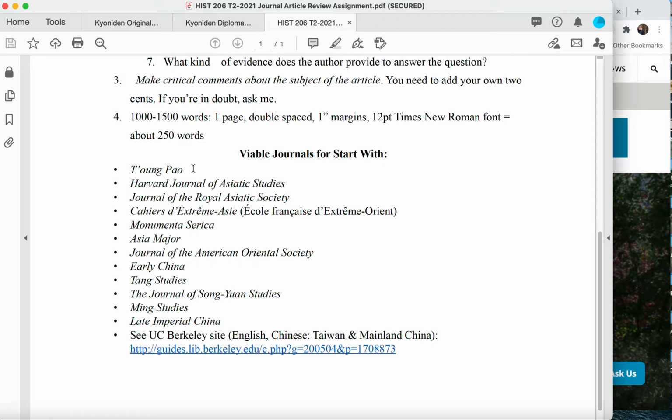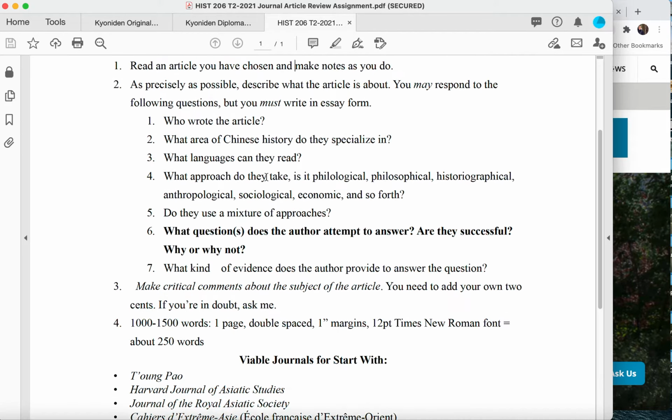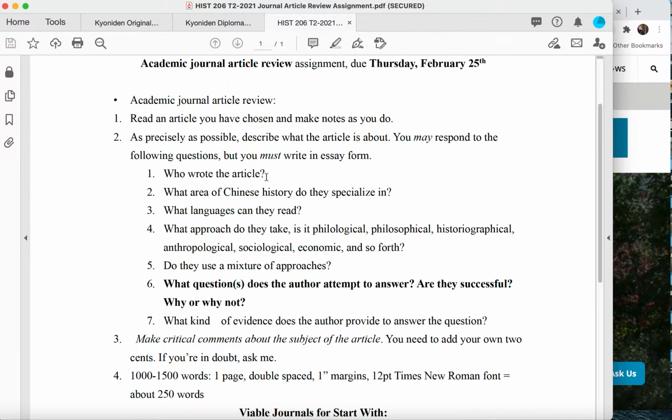You can see a sense here is that if you're more interested in early China, you can go there. If you're more interested in late Imperial China, go there. Also, the University of California, Berkeley has perhaps the best site available anywhere with resources in English and Chinese, from Taiwan and mainland China, a little bit more focused for those of you who are very interested in the topic. But I'm certainly not suggesting you have to be. So this is just what's on Canvas and running through it.